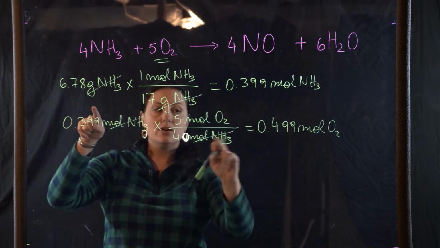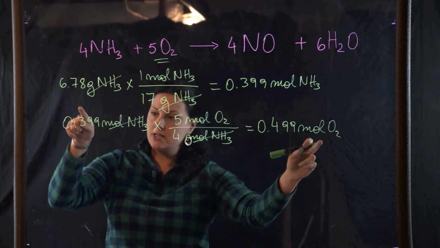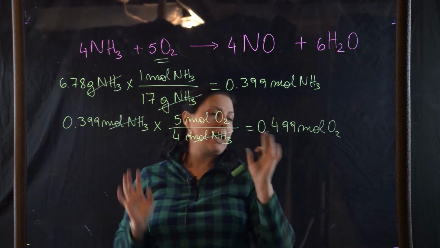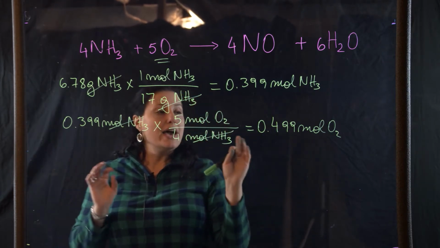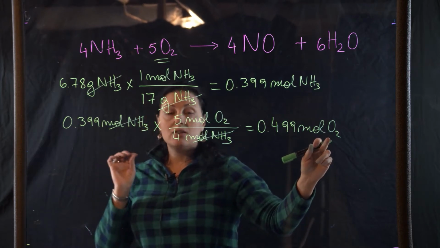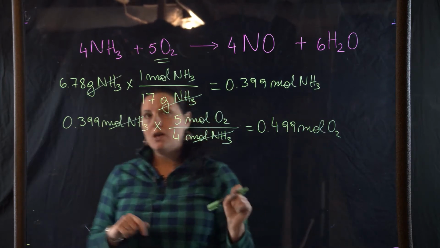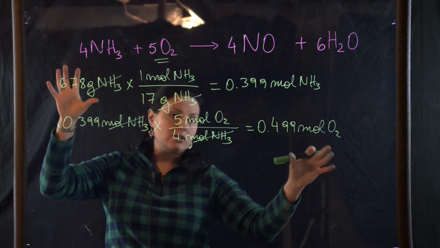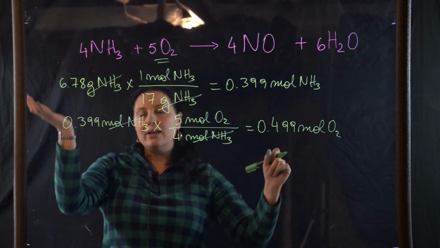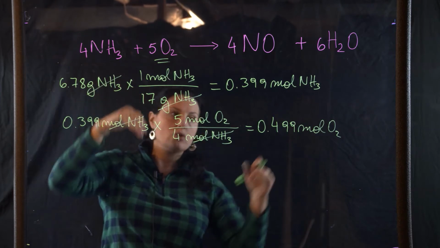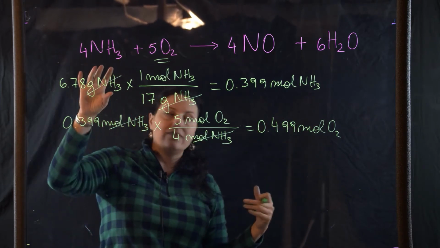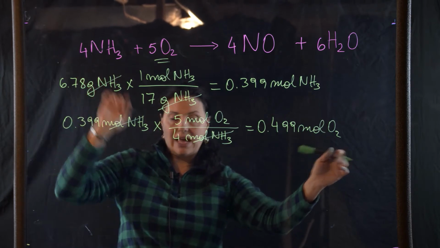If you remember those steps, we had grams of NH3, we moved to moles of NH3. Here we move to moles of oxygen. Now we have to move to grams of oxygen, and we do that by using the molar mass of oxygen. So once again, when we have grams we want to convert to moles, and when we have moles we want to convert back to grams, we have to use the respective molar masses.